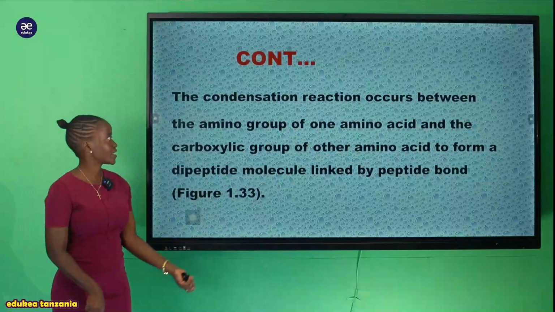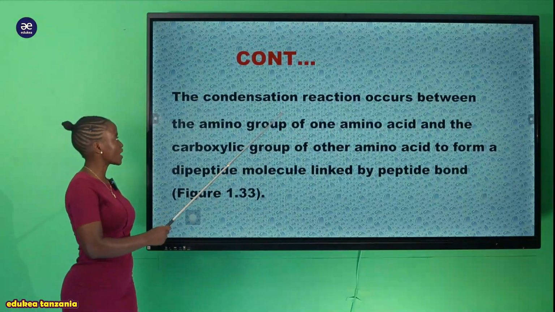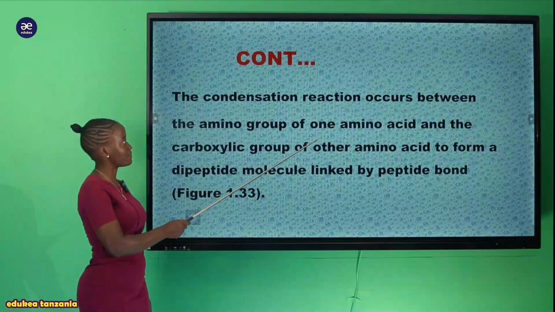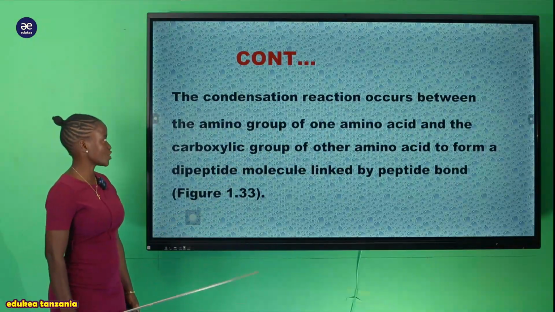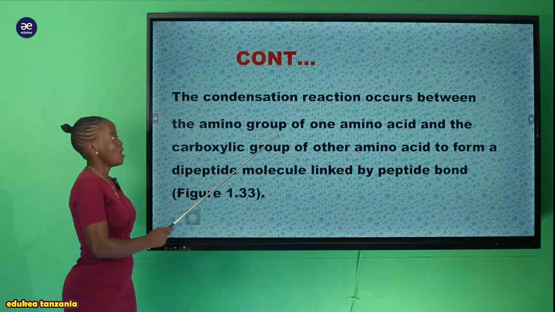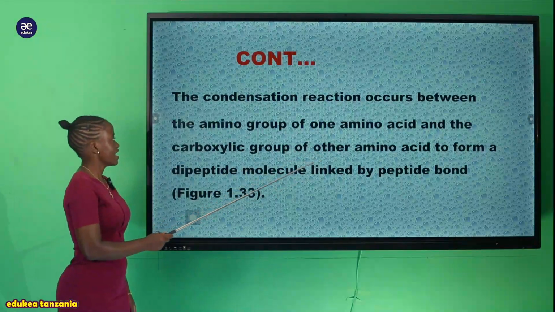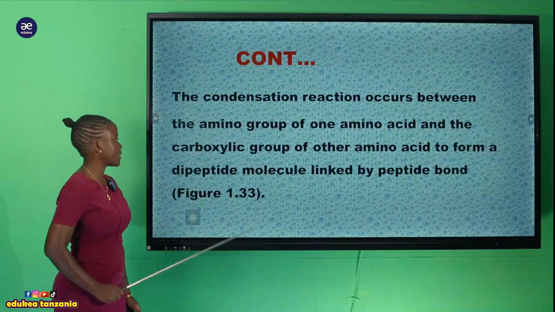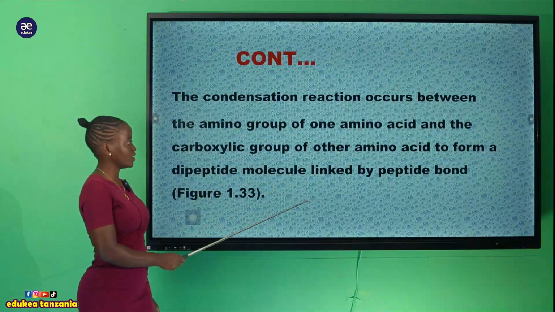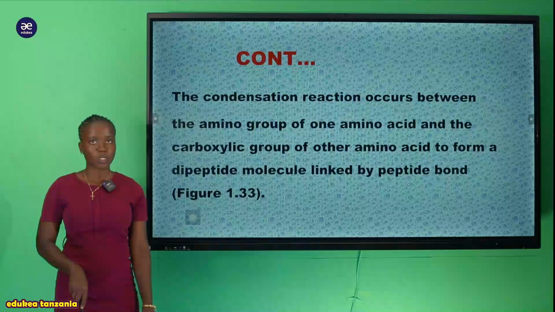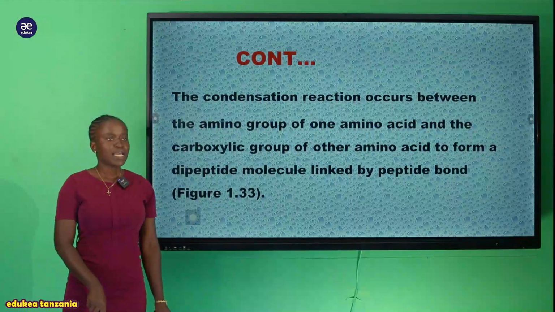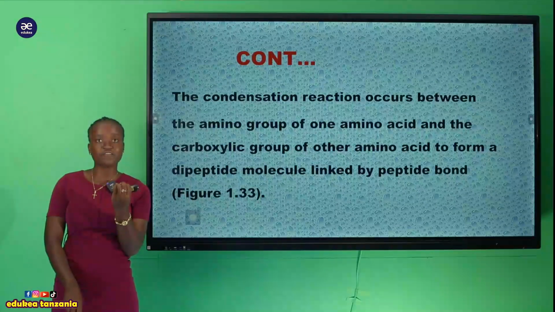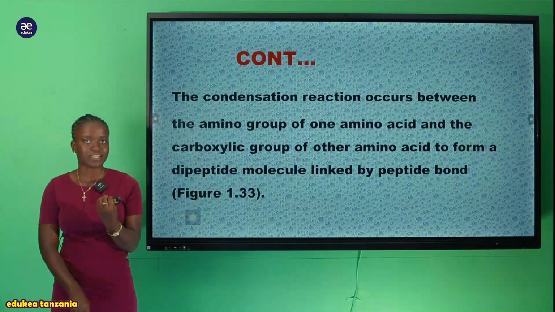But also we can say that the condensation reaction occurs between the amino group of one amino acid and the carboxylic group of another amino acid to form a peptide or dipeptide molecule linked by a peptide bond. So now we can say that hii nayo ina involve condensation reaction.